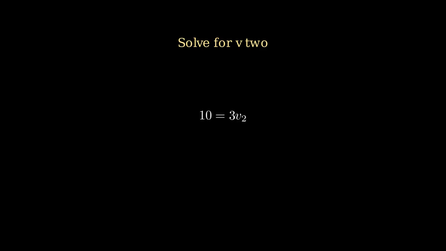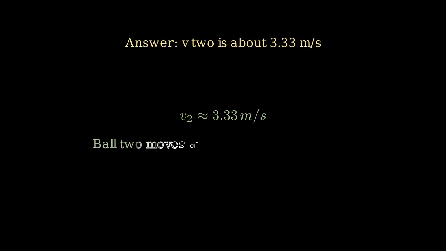Subtracting 2 from both sides gives 10 equals 3 times v2. Dividing both sides by 3 gives v2 equals 3.33 meters per second, rounded to 2 decimal places. So the second ball moves off at approximately 3.33 meters per second in the same direction as the first ball.